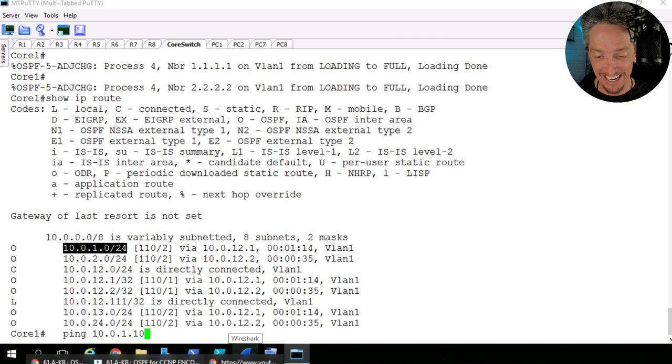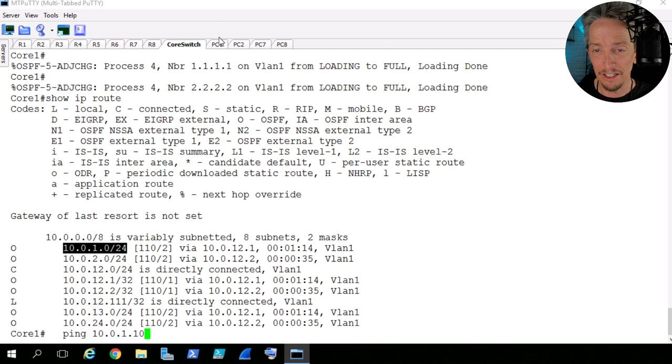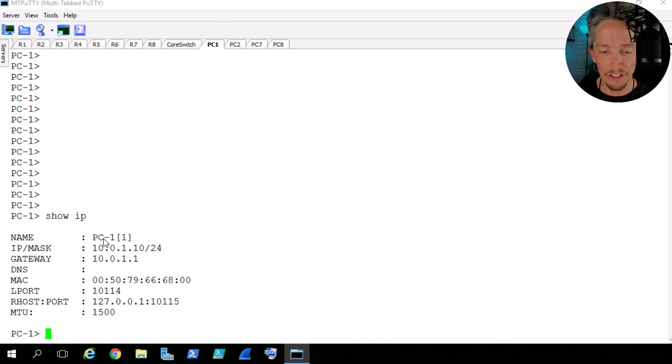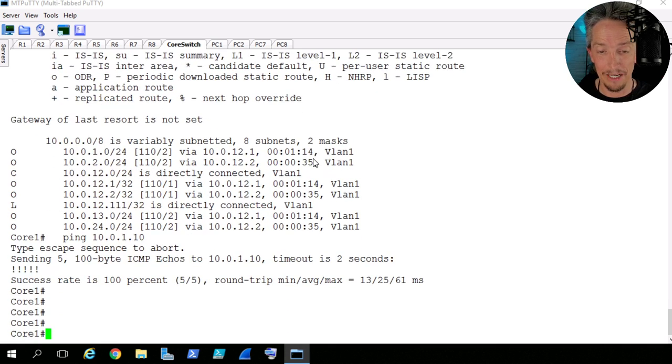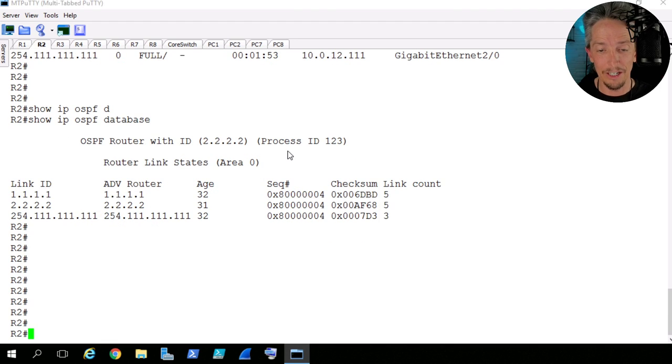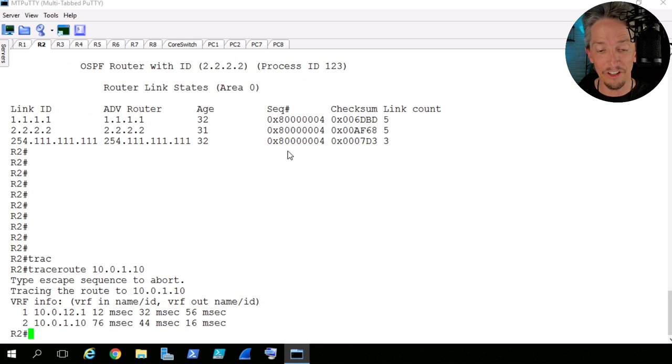That's always helpful, that the device exists. So PC1, I believe, has that IP address 10.0.1.10. We can also verify that by taking a quick look. So here's PC1. Sure enough, there's its IP address. I'm just going to copy that, go back to the core switch, and do a ping. Well, it's already there. Boom. Yep. And if we go to R2 and do a trace to 10.0.1.10, it should have full connectivity there.